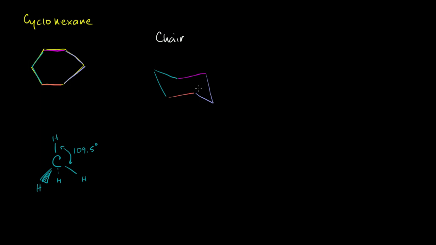Now, another configuration that it could be in is called the boat configuration. The boat. And so if I were to put this exact one in the boat configuration, if I take it from a slightly different perspective, if I'm looking at it kind of head on, it would look something like this. In the boat configuration, it would look like this. Now I want to use the purple. It would look like that.